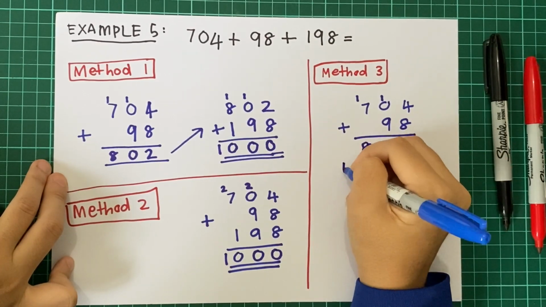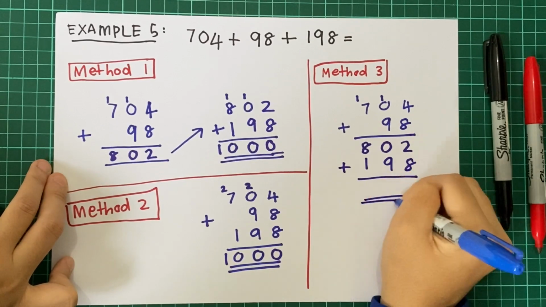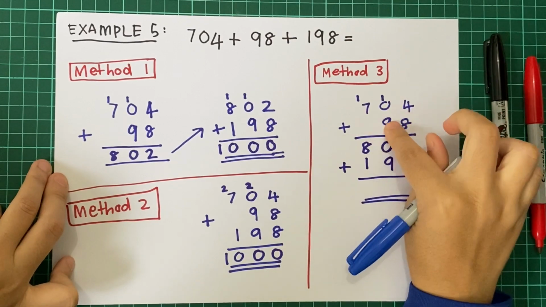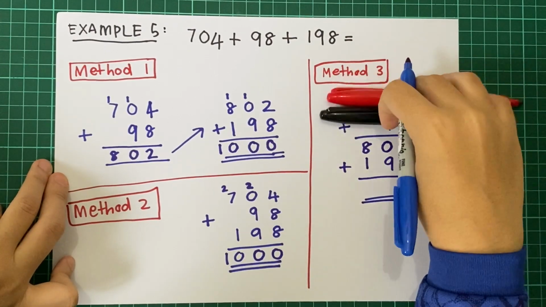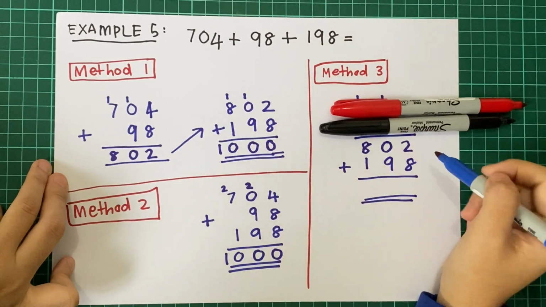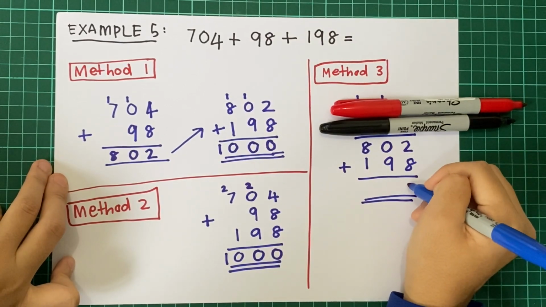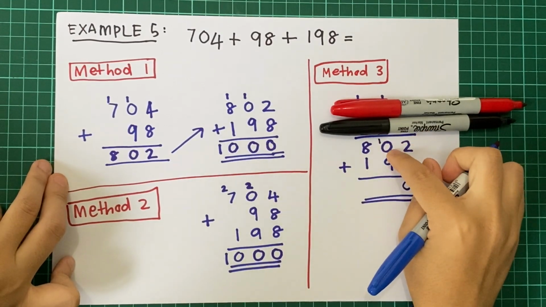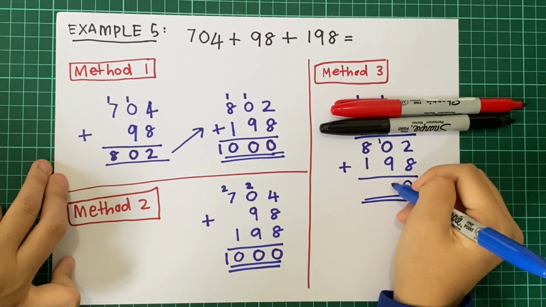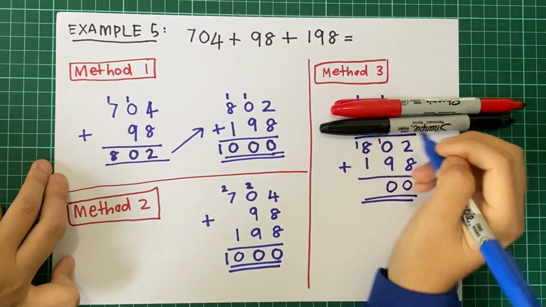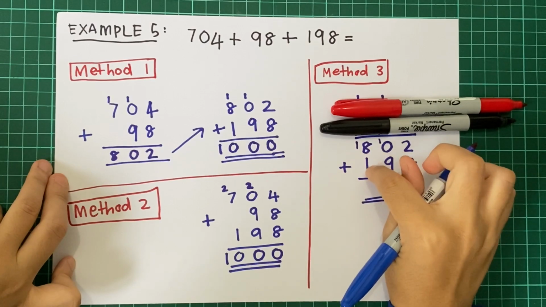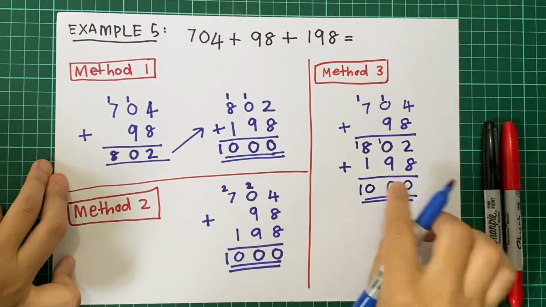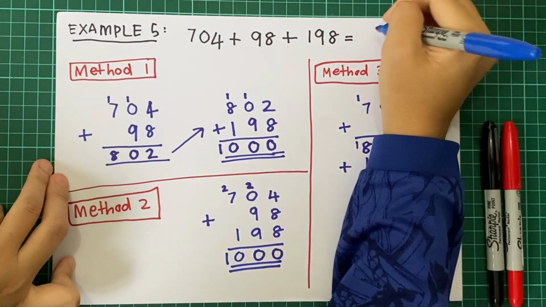198 plus this again. Remember, as I told you before, don't look at the top part because you already plus this thing. So you close it and just look at the bottom part, which is 2 plus 8 equals to 10. Write down 0, bring up 1 to here. 1 plus 0 is 1, plus 9 is 10. Write down 0 and bring up 1 to the next side. 1 plus 8 equals to 9, plus 1 equals to 10. Yeah, we get the answer is 1000.